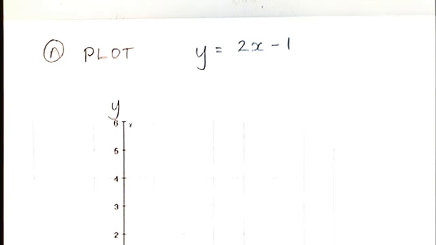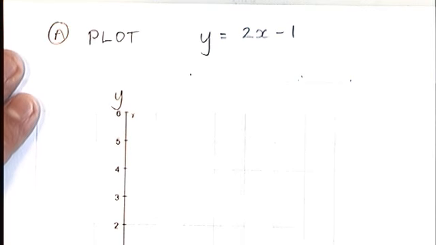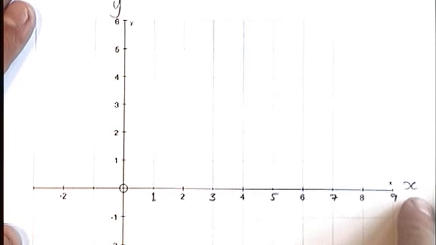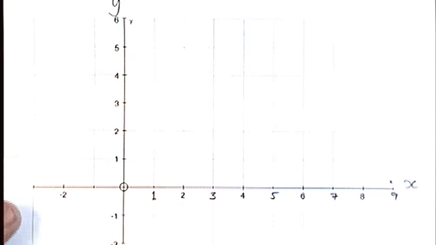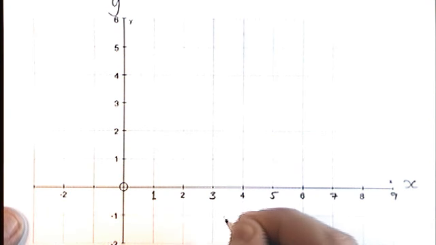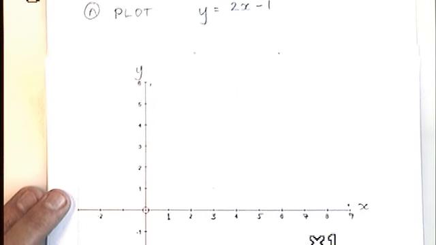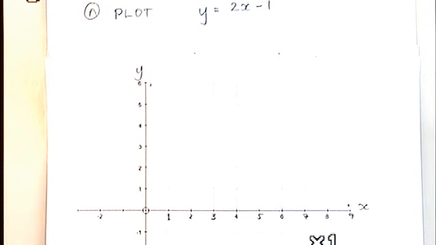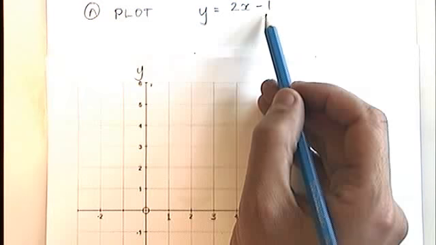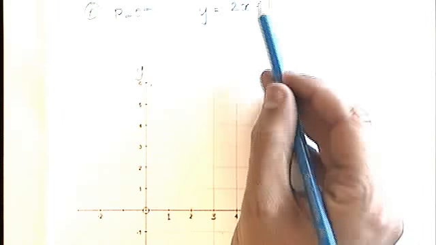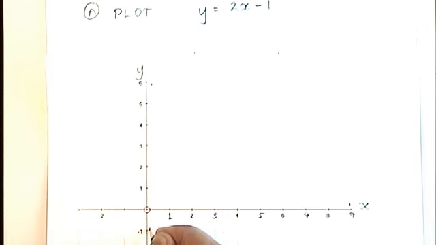This one says y equals 2x minus 1. Okay, so here is my grid. Remember, I'm trying to plot y equals 2x minus 1. Let's try and get them both on the same page. There we go. What I need to do first is look at my equation and identify that minus 1 is the y-intercept. So you can start your graph at minus 1 on the y-axis.